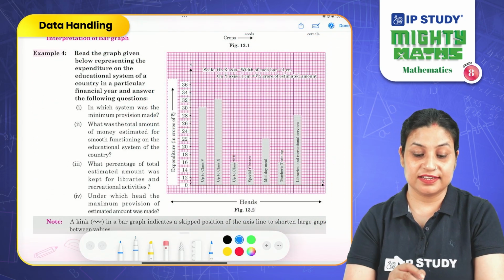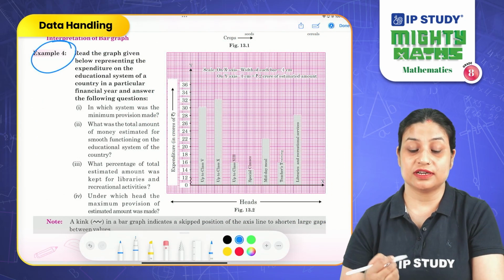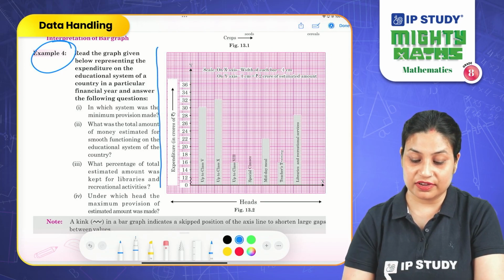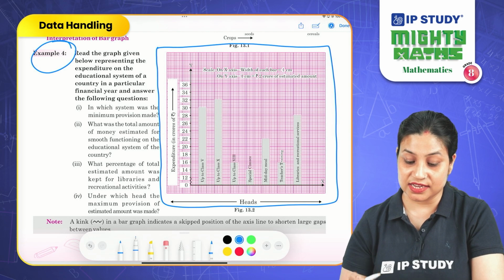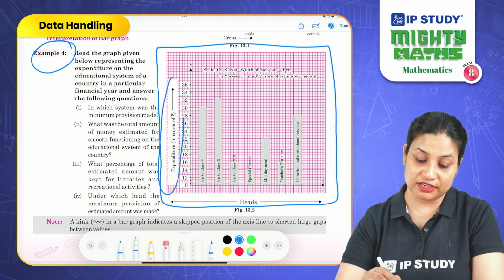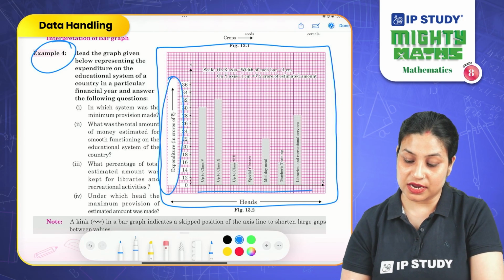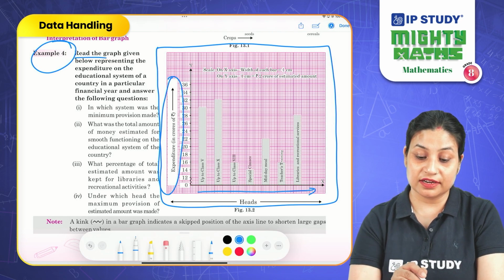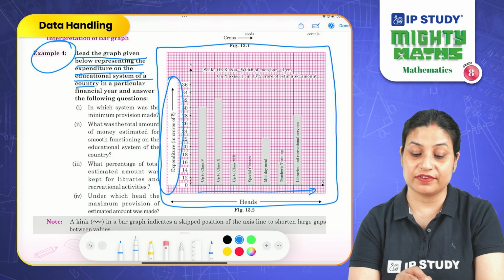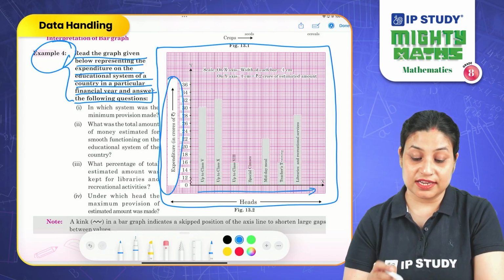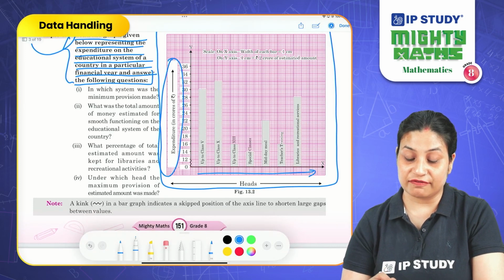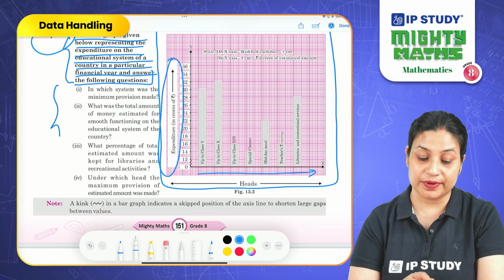Now let's take another example and see how to read a bar graph. Over here you are given a bar graph, and what this bar graph is telling us is expenditure in crores. It says: read the graph given below representing the expenditure on the education system of a country in a particular financial year and answer the following questions. So the bar graph is about this. Next thing is you have to read the bar graph first and then try to answer the following questions.